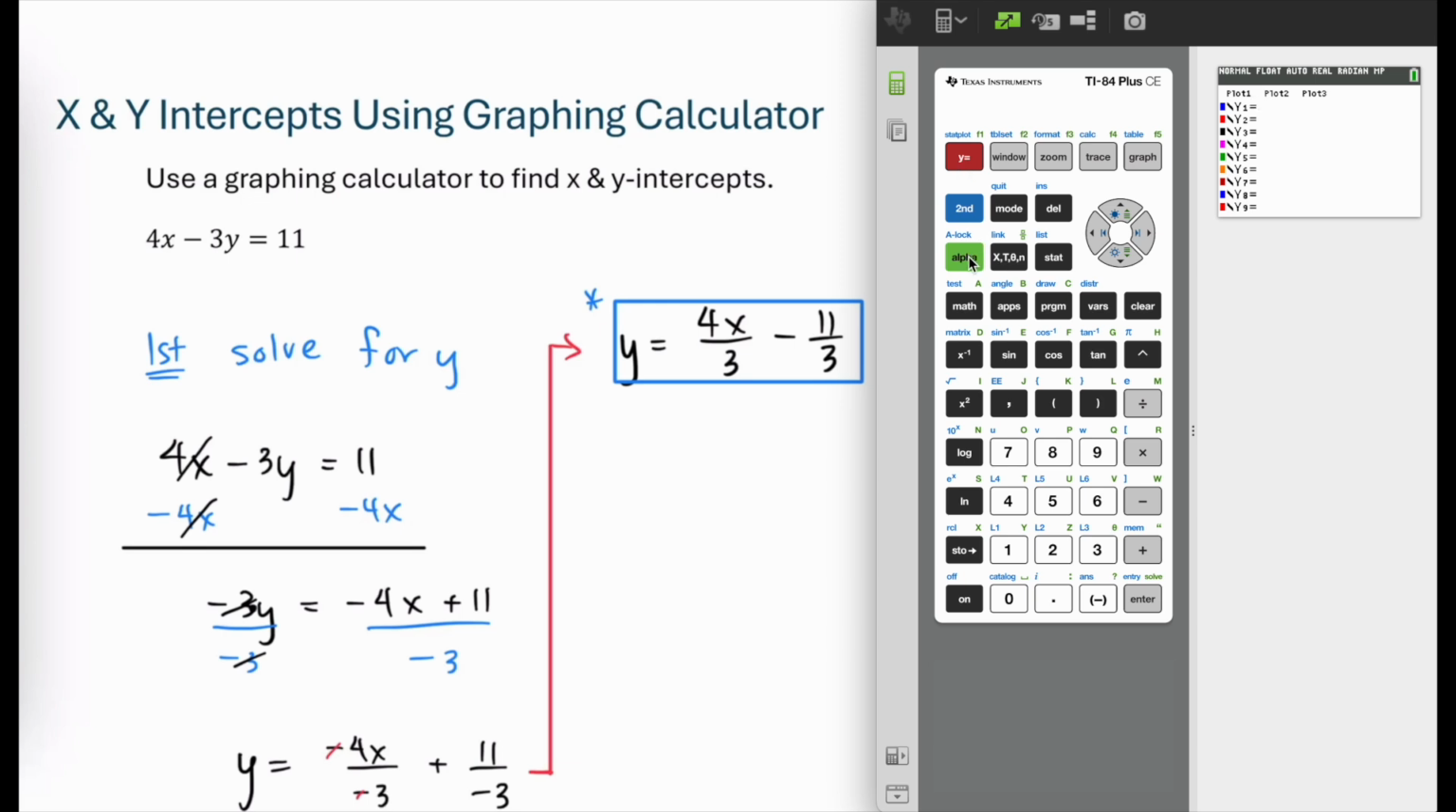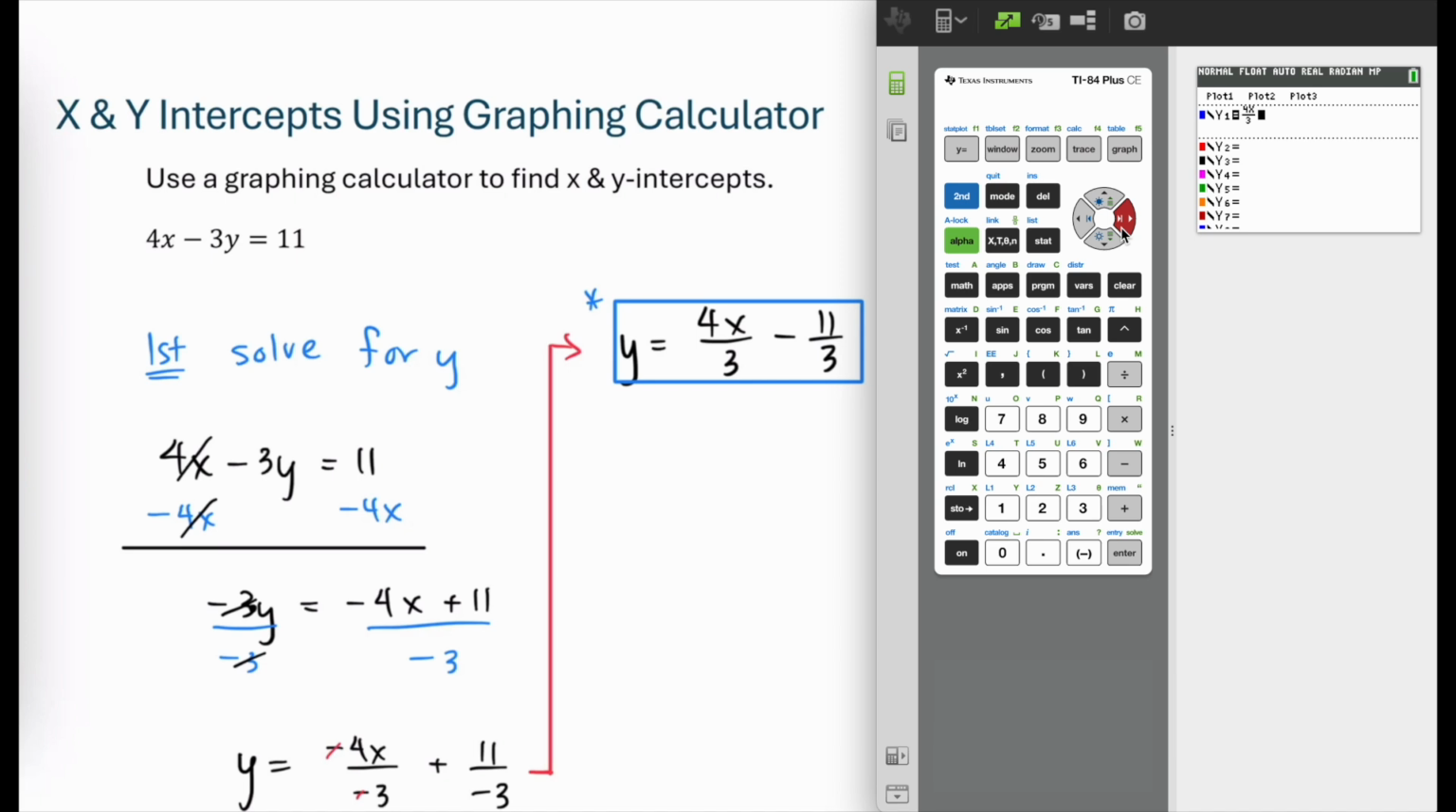There are a couple of ways we could put in 4x over 3. I prefer to select the alpha button and then the f1 function here. So alpha and then f1 brings up this numerator-denominator function, which makes it a little easier to put fractions into our calculator. So we have 4 and then x, and we'll divide that by 3.